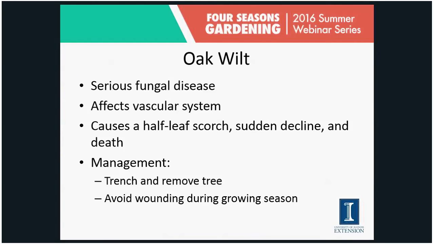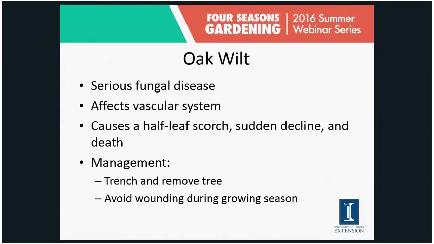So I'm going to move on to oak wilt, which is a disease that I think most people have probably heard of just because it's a very serious disease. Up until now, most of the things we've talked about have been minor problems, cosmetic problems, things that we don't worry too much about. Oak wilt is unfortunately not one of those. This is a serious fungal disease. It affects the vascular system of the tree. So the vascular system is how the tree moves water and nutrients around. It's kind of like our circulatory system. So anything that affects that vascular system is going to have a huge effect on the tree's health.